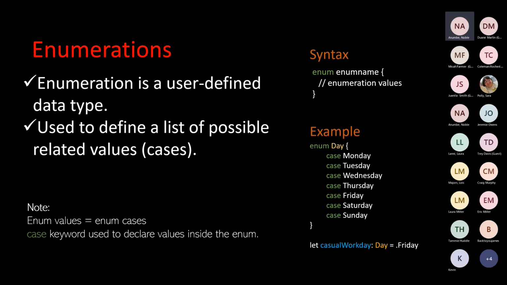So if I want to create an enumeration, all I do is I come with a name, the name of my enumeration, and then open and close bracket, and then I use case to define it. So if I want to create a particular instance, I can say let casualDay: Day equals Friday. This would ordinarily be Day.friday, but I can just remove the Day and leave .friday, and then all of a sudden we are good.